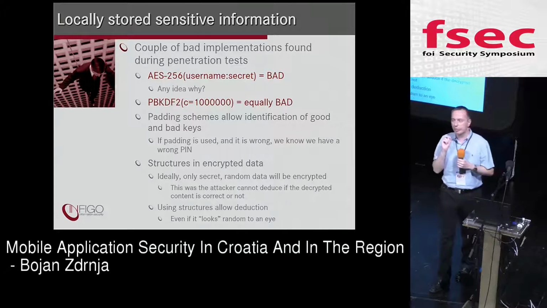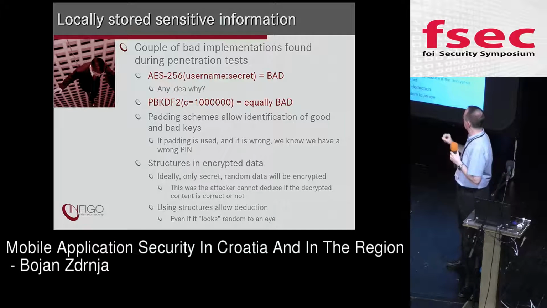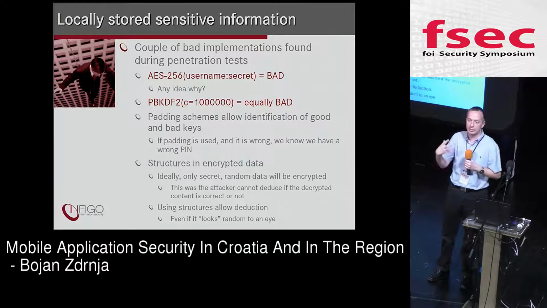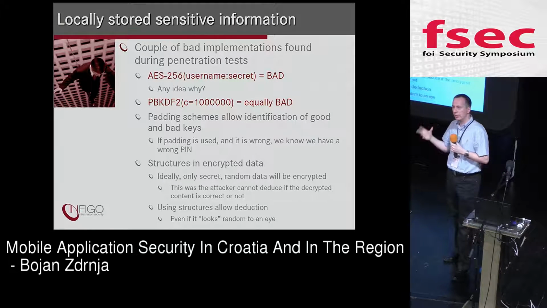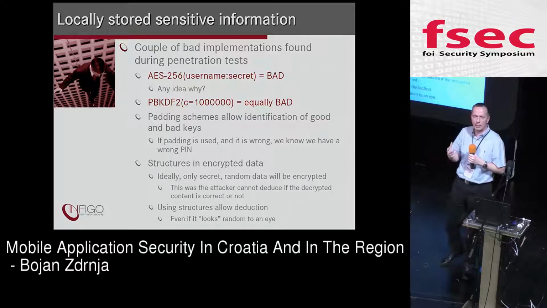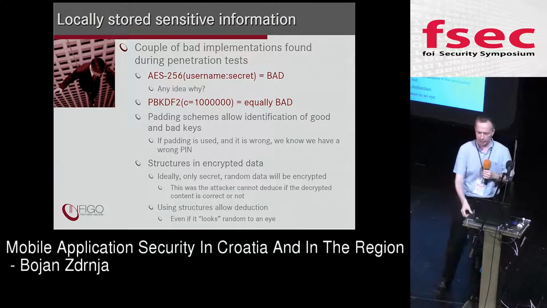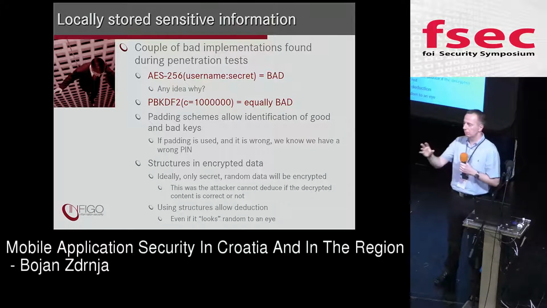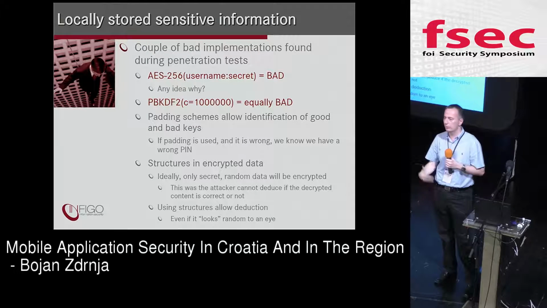I store PIN very, very securely. I use PBKDF2, so that's password-based key derivation function. Very slow hashing-like function. You can see that they use a counter of 1 million times, which makes it really slow. And he says, oh, you know what? On the latest iPhone, it takes like 3 seconds to calculate this. So it's very slow, you know. I'm trying to slow down the attackers.